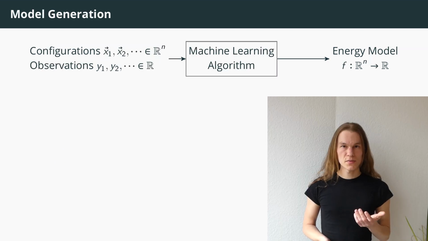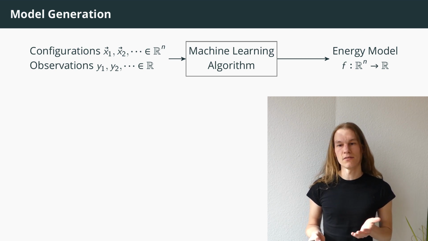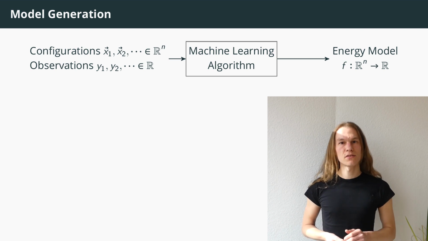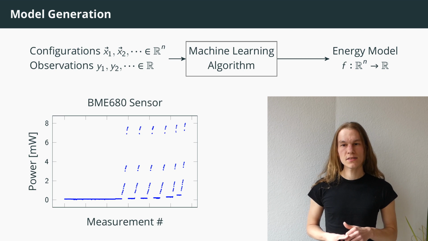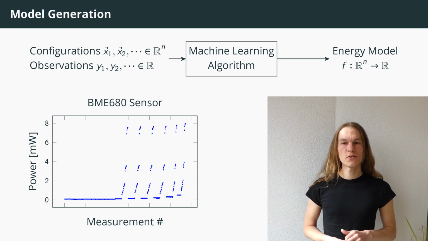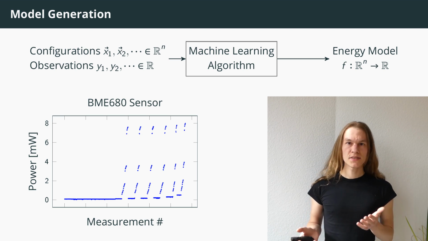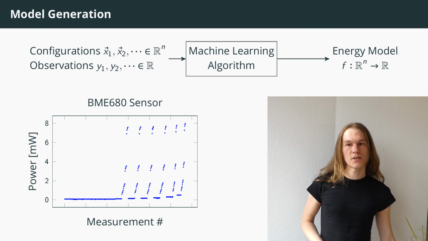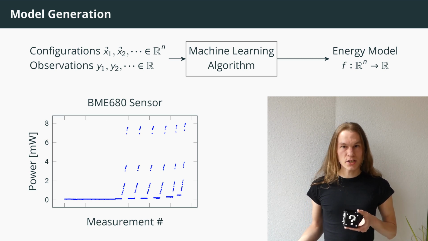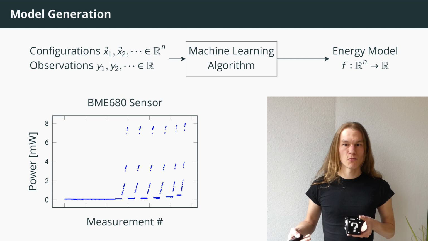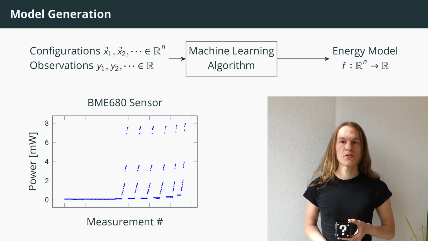When it comes to automatic generation of such an energy model, we are essentially talking about machine learning. So given some device configurations and corresponding measurements, for instance, power measurements of the BME680 sensor, we can use a suitable machine learning algorithm to obtain an energy model. For simulation purposes, this is fine, but such an energy model is not really meant to be understandable by humans. In the general case, it's just a magic black box where device configuration goes in, predicted power consumption comes out.